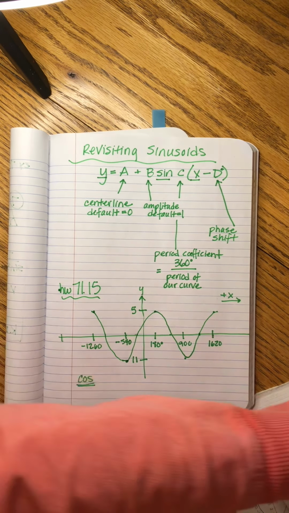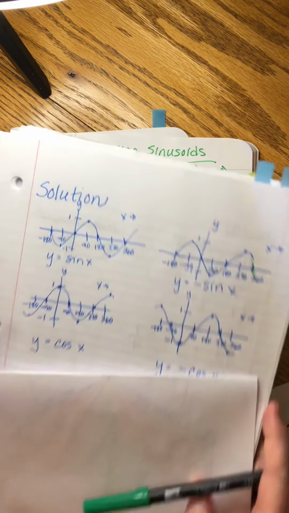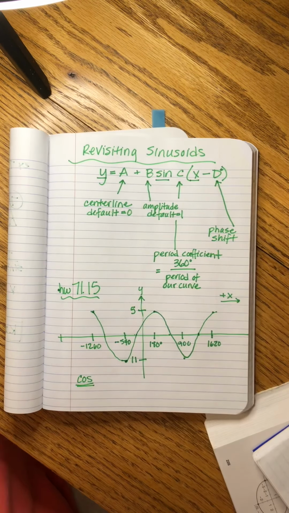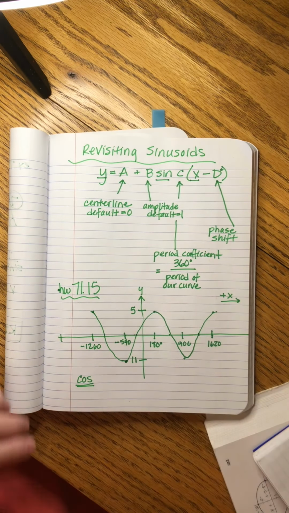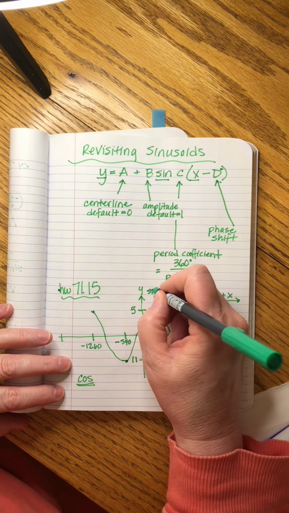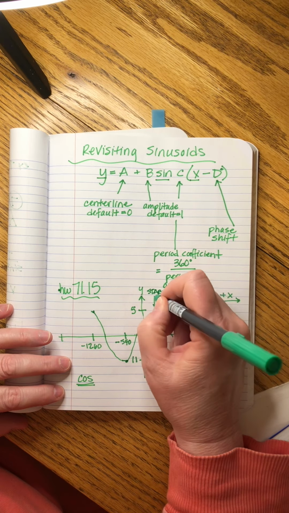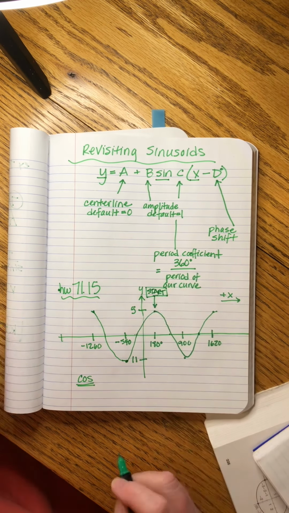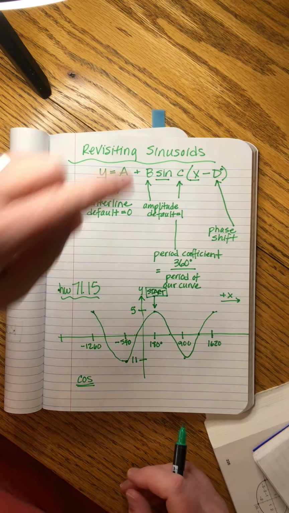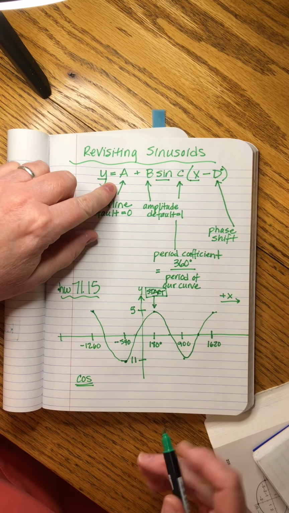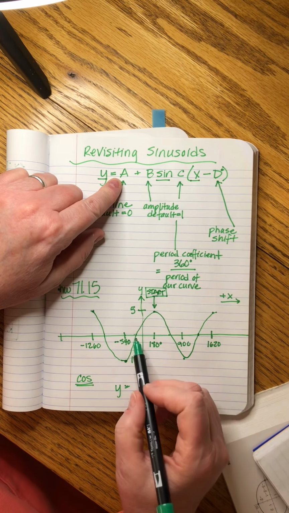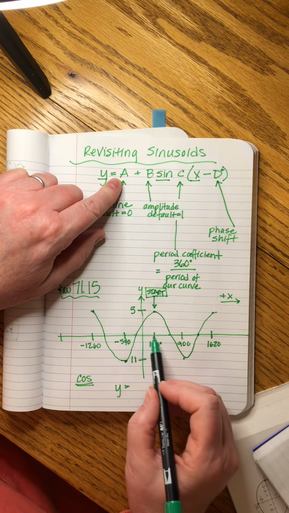Cosine, as we remember, starts high and then comes down. So we're going to consider this to be the start of our function. All right, we can see there's a lot going on in this curve. It's crazy, but let's start with the easy part. Let's start with the center line. So I'm going to write y equals, because that's always the same. What's our center line? We have to figure that out.